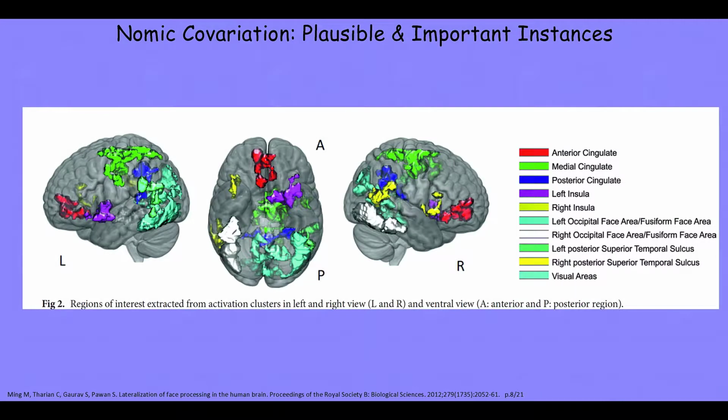Indeed, covariation relationships between stimuli and neural response have been used to hypothesize contents for individual cells, but they've also been used to hypothesize the contents and to explore the extent of whole systems for processing. This image from Ming et al. depicts the core face recognition system in the brain.